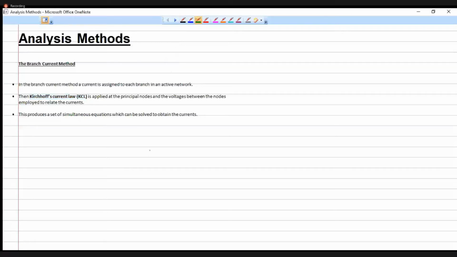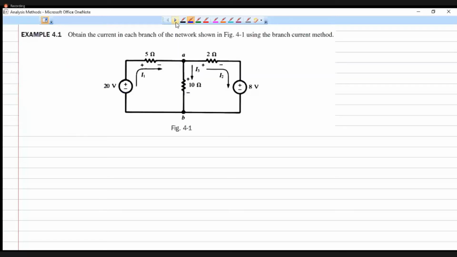For example, in the branch current method, these are certain algorithms on how we can solve these network problems. In the branch current method, the first thing we have to do is assign a current to each branch in an active network. So for each branch, we will assume a current, like we saw in the previous problem. Then we will use Kirchhoff's current law at the principal nodes, and the voltages between the nodes are employed to relate the currents. Then we get a series of simultaneous equations which can be solved. I will demonstrate one example in order to understand this method.